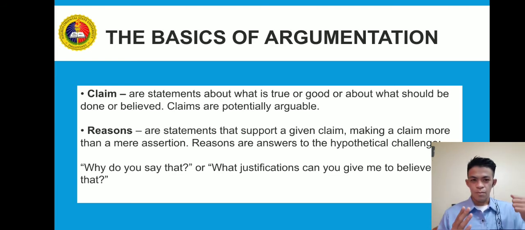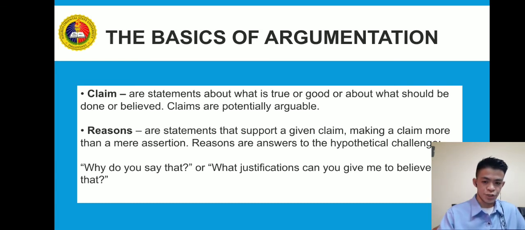Next, Mr. Wilden said that vaccines are not safe. So why do you say that vaccines are not safe? Mr. Wilden said vaccines are not safe because there are people who died after vaccination. So that is his reason. Reasoning is also a component of argumentation.